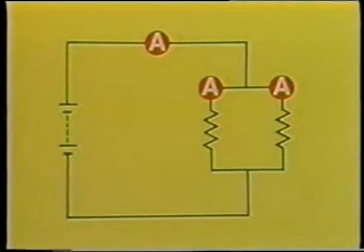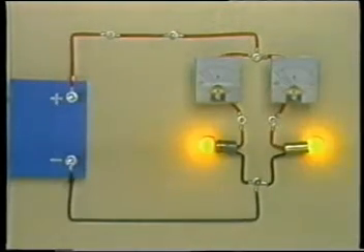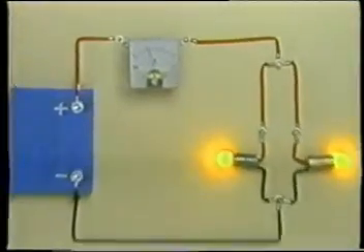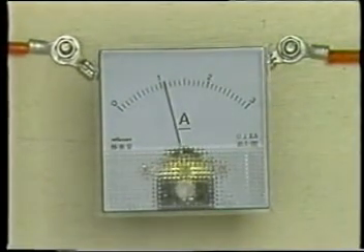Now, let's check the current. We will check current at these 3 points. We place 2 ammeters and see how many amperes they will indicate. Both meters indicate 0.55 amperes. What will the meter indicate for the entire circuit? The meter shows 1.1 amperes for the entire circuit.